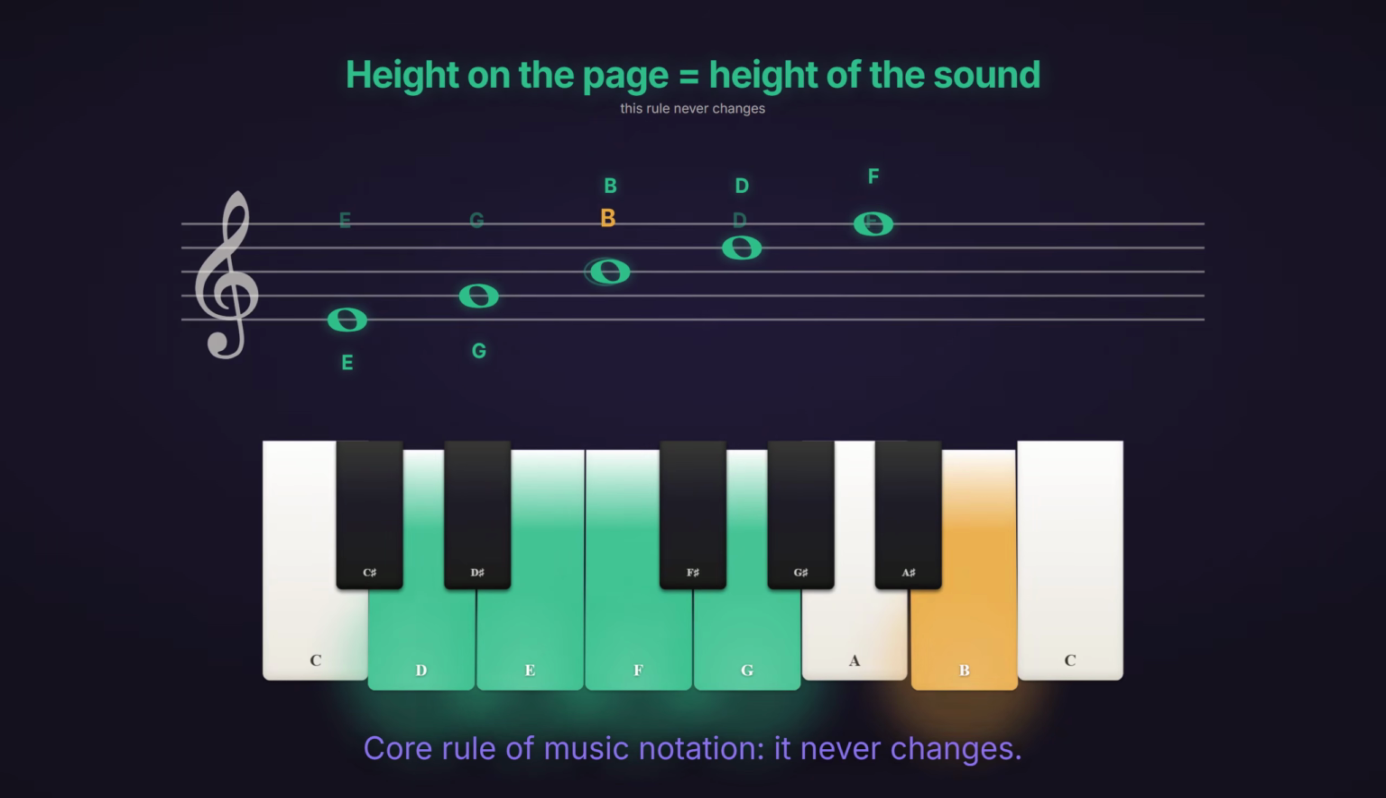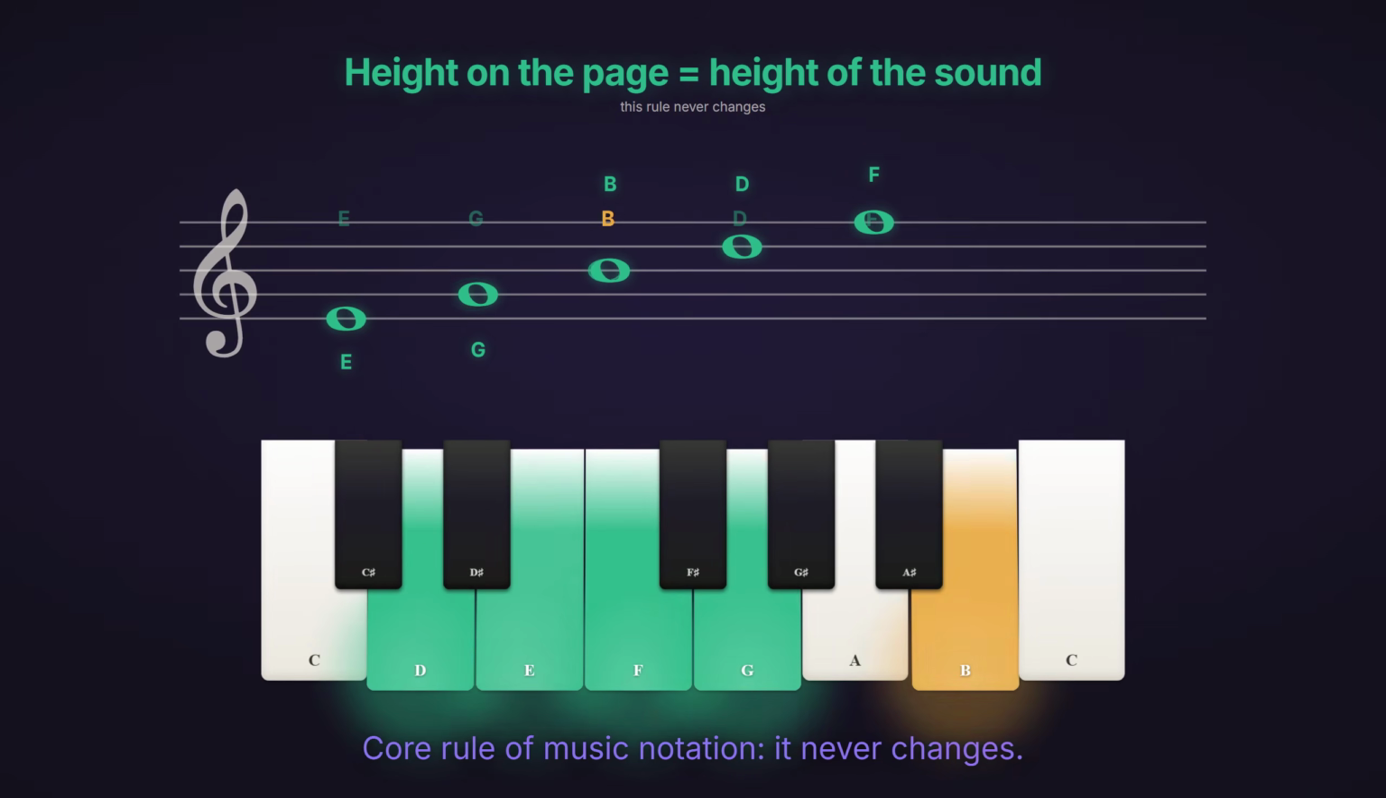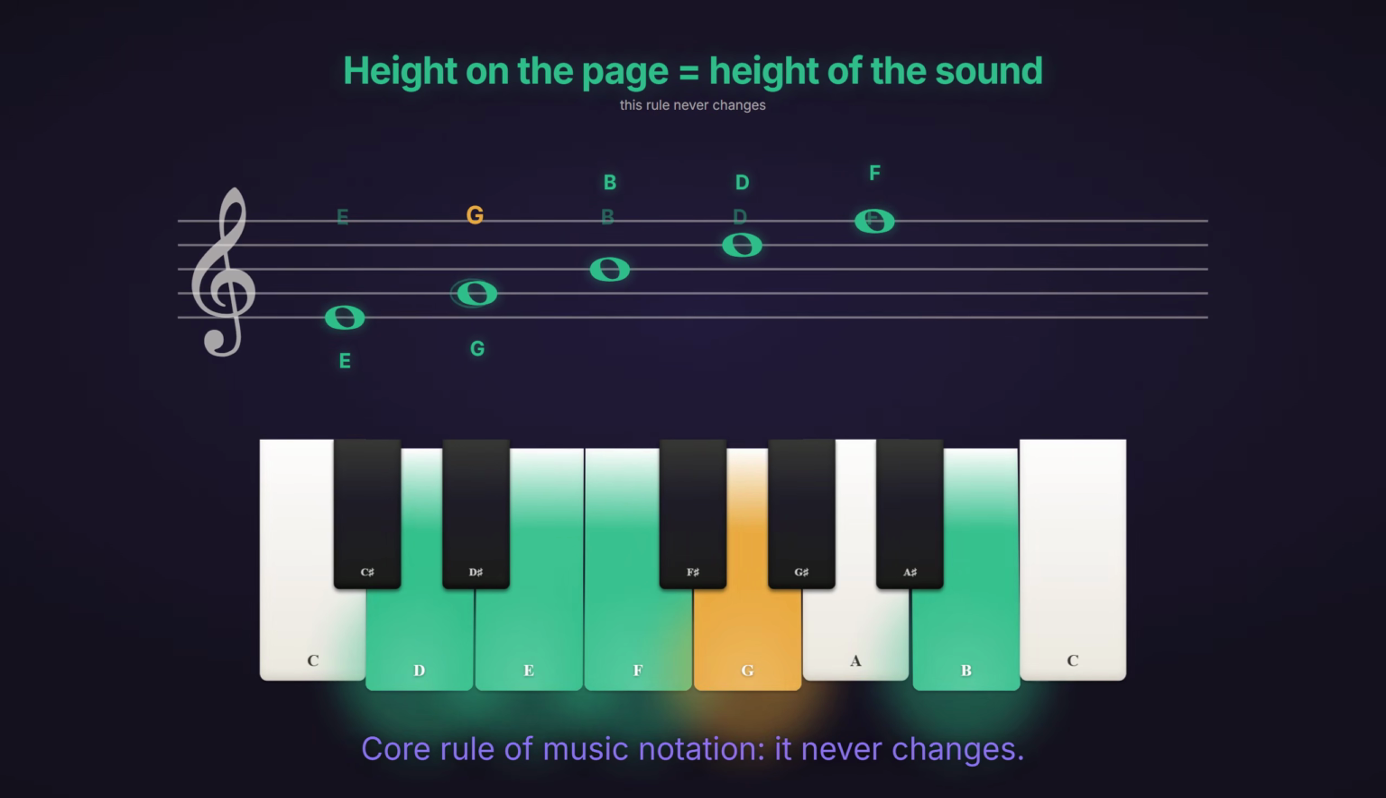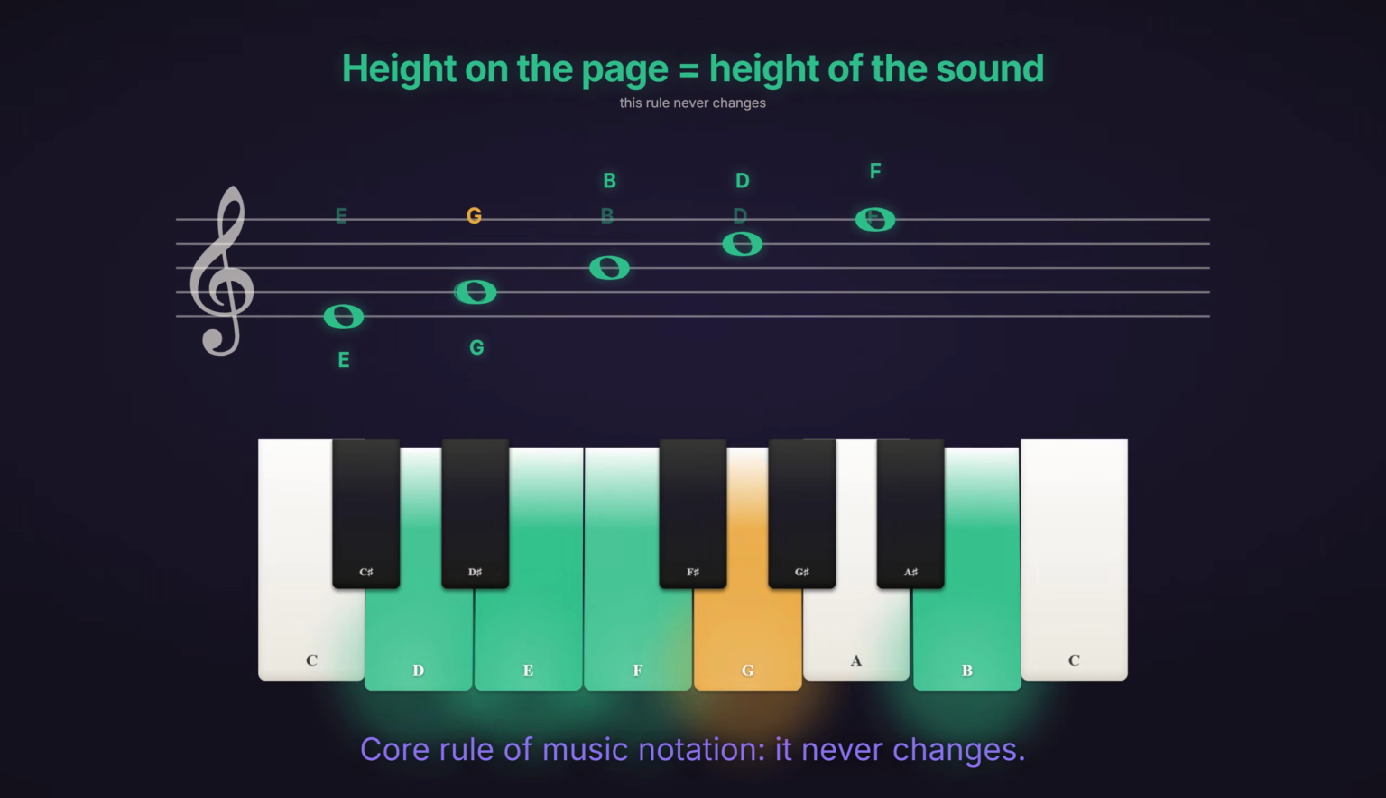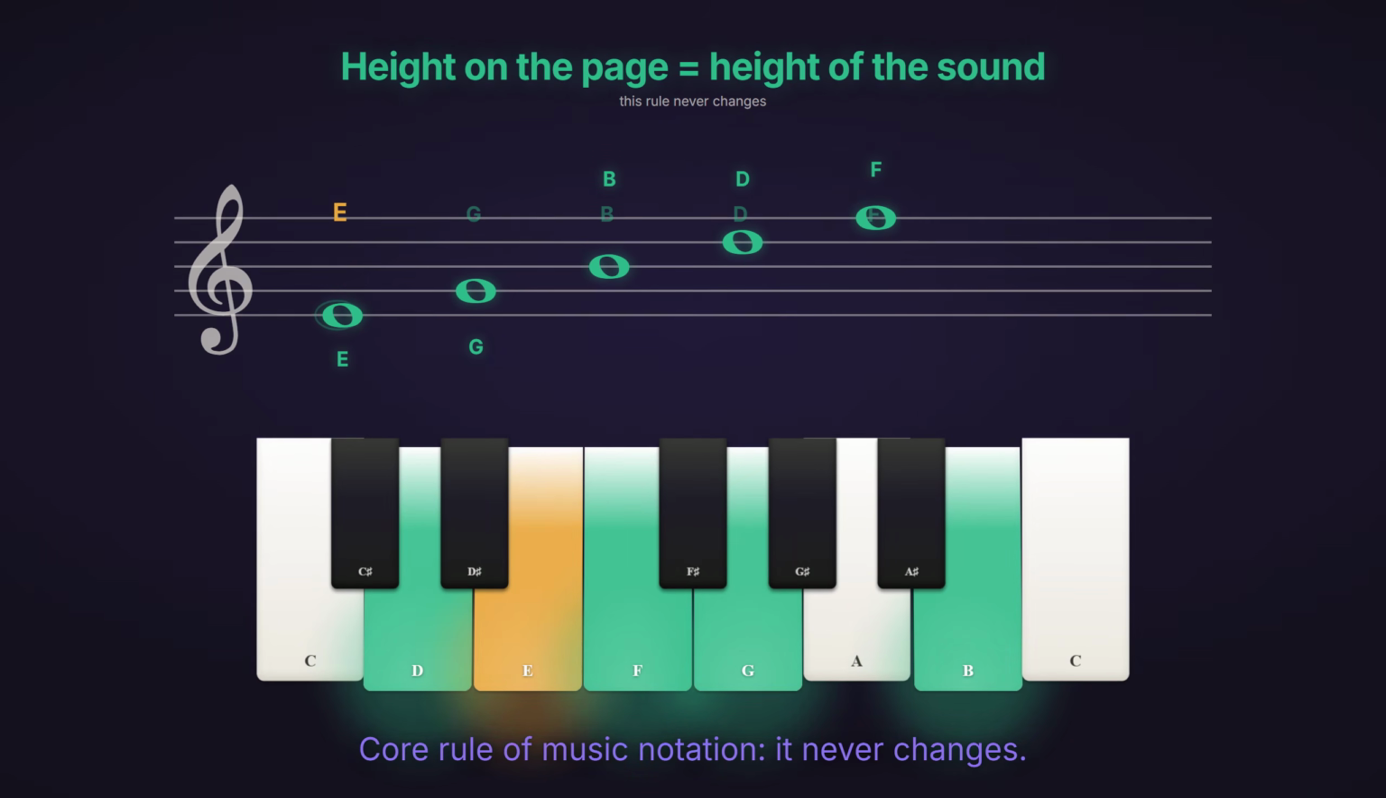This is the core rule of music notation, and it never changes regardless of the clef or the key or the time signature. It holds in piano music, in choral music, in orchestral scores, everywhere. The visual height of the note head on the page directly corresponds to the acoustic height of the pitch you hear. That correspondence is what makes music notation readable at a glance. Look at a melody and you can see its contour, its hills and valleys, before you have named a single note. Sight readers call this contour reading, and it is one of the most powerful tools in the whole skill set.